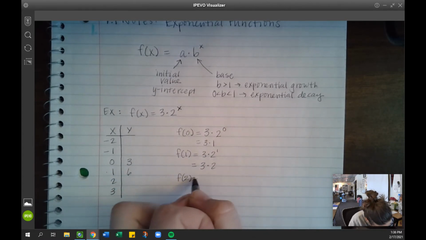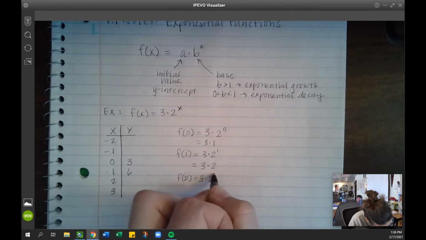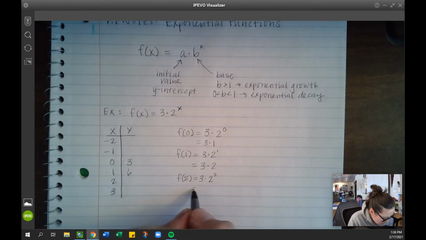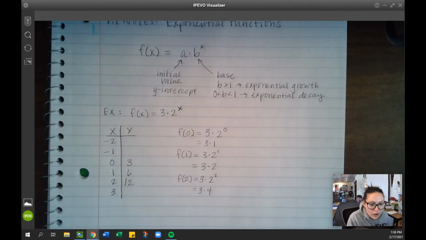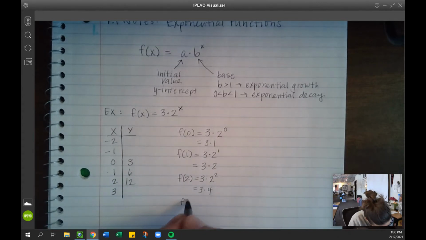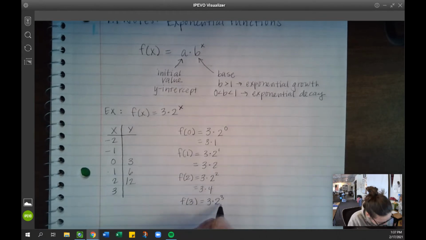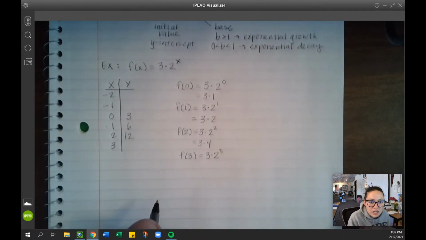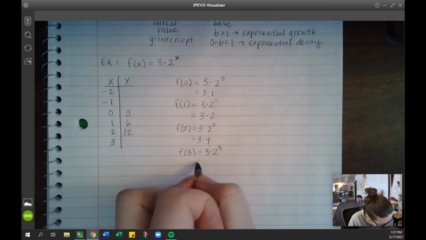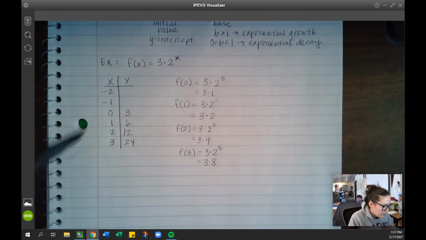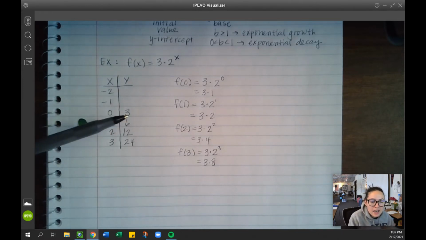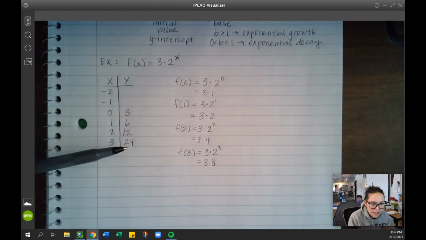f of 2, 3 times 2 squared. 2 squared is 4. So I'm doing 3 times 4 or 12. f of 3, 3 times 2 cubed. 2 cubed means I do 2 times 2 times 2, which is 8. And 3 times 8 is 24. Now, before we fill in these negative ones, I want you to look at these numbers and see if you notice any pattern.